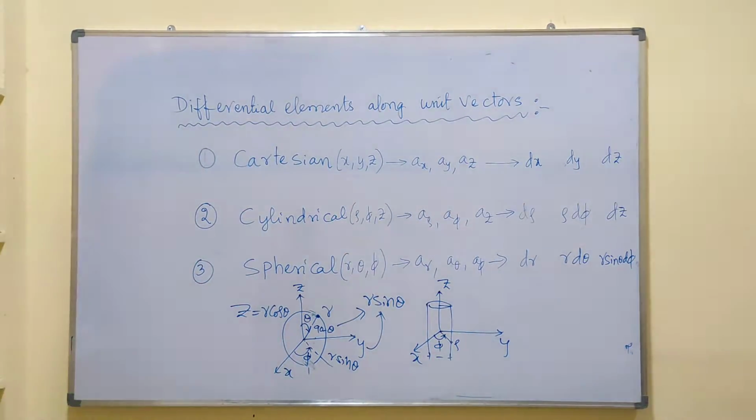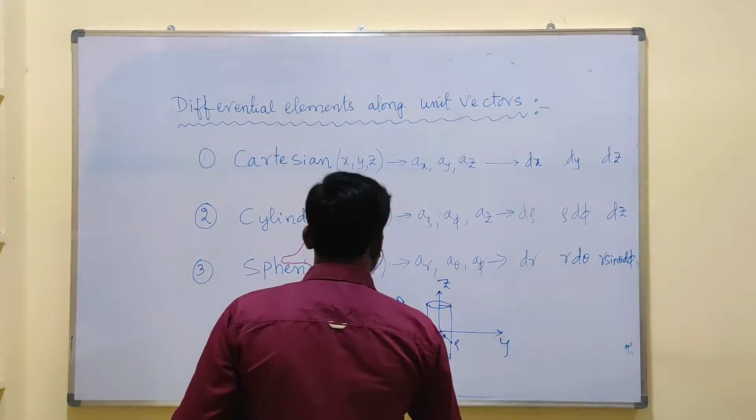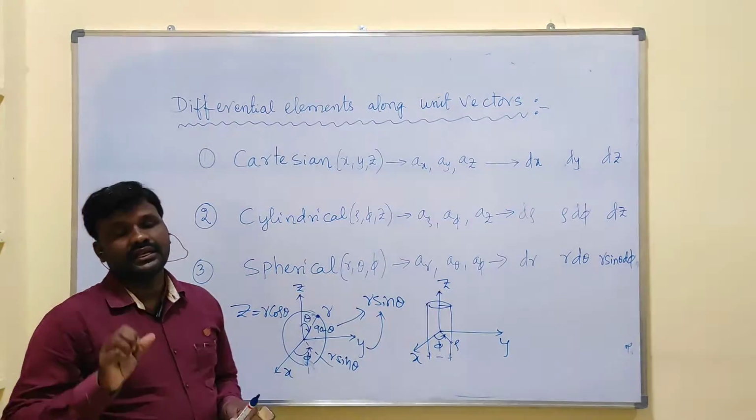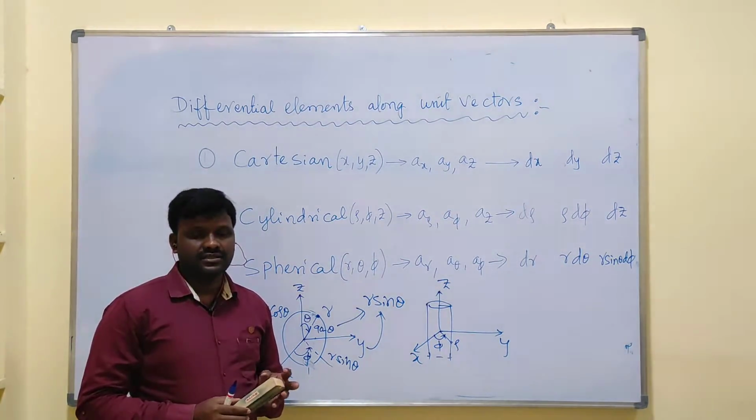Next, what about this differential element? What about the importance of these differential elements in our electromagnetic theory? Basically, in our electromagnetic theory, we have four important equations. Those four important equations are nothing but Maxwell's equations.